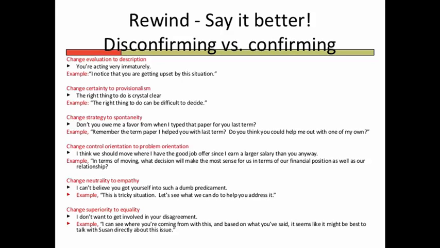So, some more examples for you because it is such an important skill. How do you shift from disconfirming to confirming messages, right? How do you change from evaluative to description, from certainty to provisionalism, from strategy to spontaneity, from control to problem orientation, from neutrality to empathy, and from superiority to equality, right? So think about how you're saying something. What's the relational content, the relational message that you're getting across when you use one phrase versus another? So how do we actually build supportive communication climates by confirming the people we are interacting with?